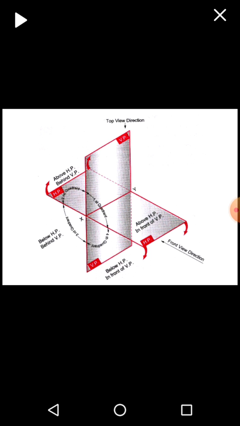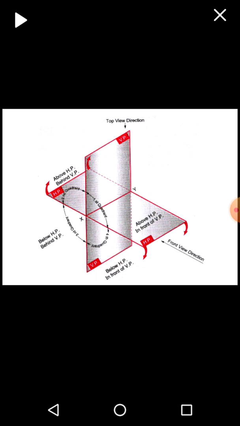Now if we keep the object in the second quadrant, we get the front view on the vertical plane and the top view on the horizontal plane, but as per our convention, we keep the vertical plane constant and rotate the horizontal plane in a clockwise direction by 90 degrees. Then the projection on the vertical plane and the projection on the horizontal plane both overlap. As both the views overlap, it is very difficult to understand the drawing. Because of that, we never keep the object in the second quadrant.